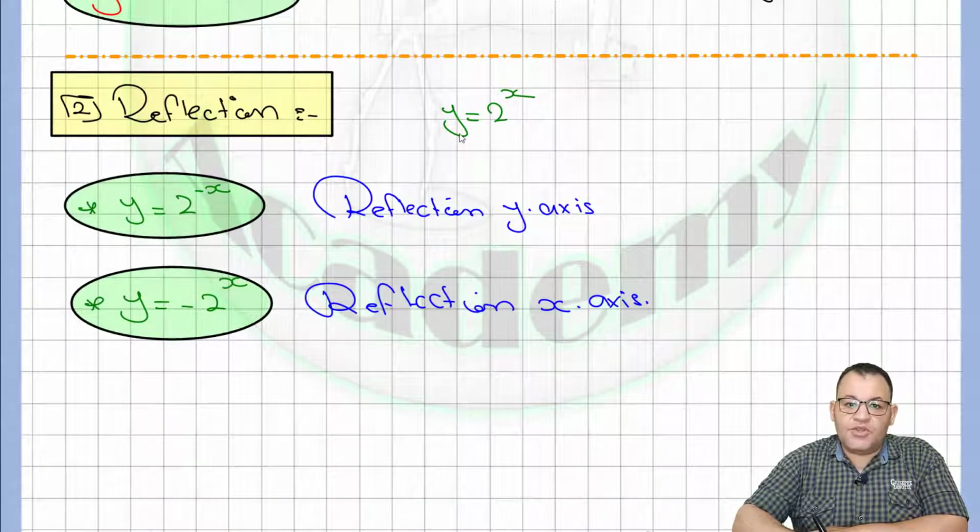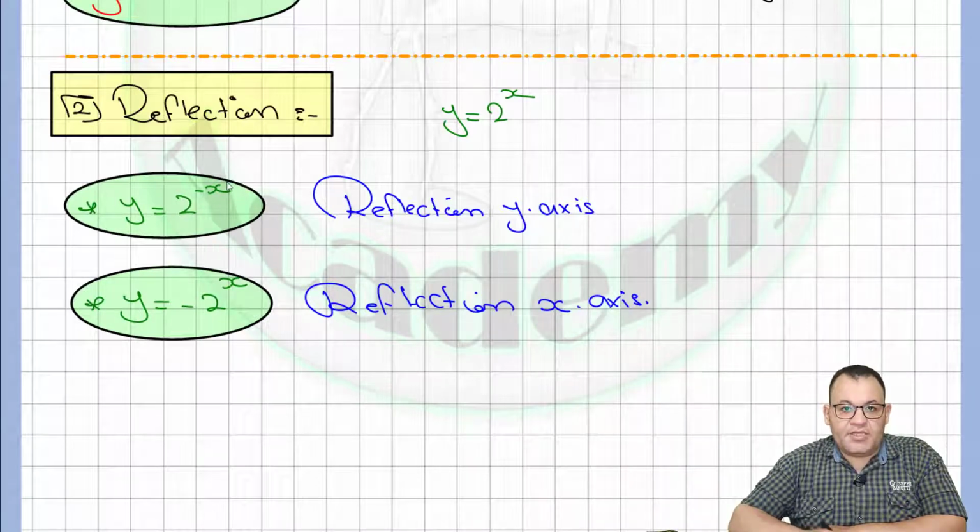In the reflection, suppose that we have a parent function y equals 2 to the power x. That's the parent equation. If you have y equals 2 to the power -x, in this case you multiply x by a negative. It means you change the sign of x. Because you change the sign of x, the reflection will be on the y-axis.